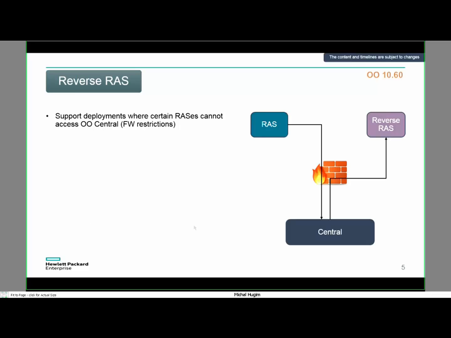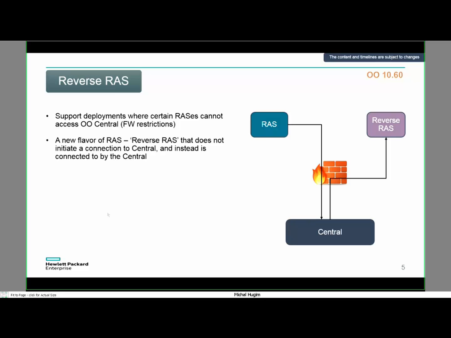As I said, the reverse RAS is reversed in the way it communicates with Central. It addresses deployments where RASes cannot access OO Central themselves. In most cases, it is because of firewall restrictions, where the RAS resides in a lower security zone than Central. So up until now, it was challenging to create this connection, and now you can install the reverse RAS.